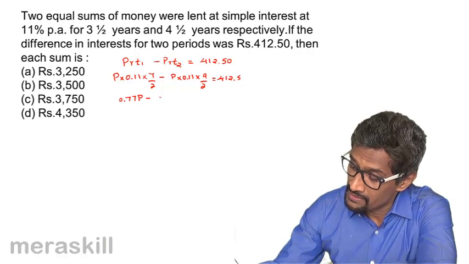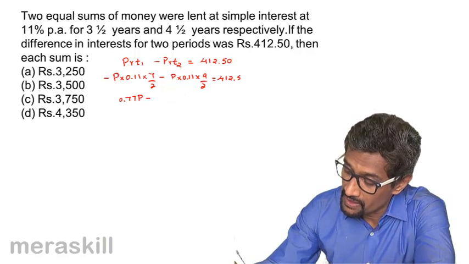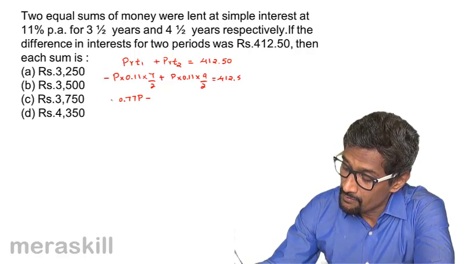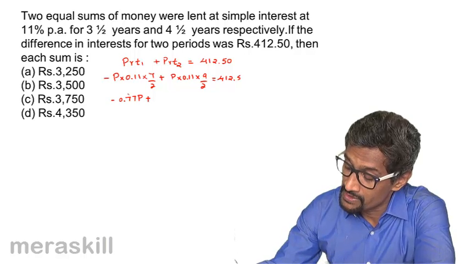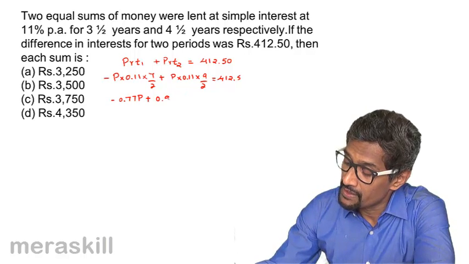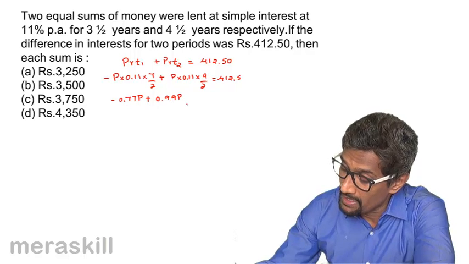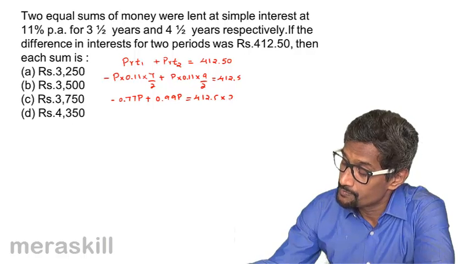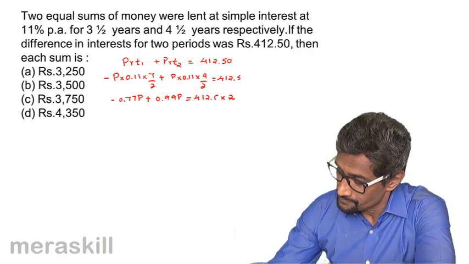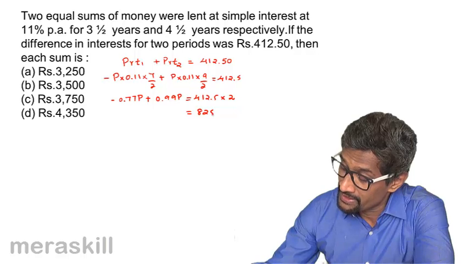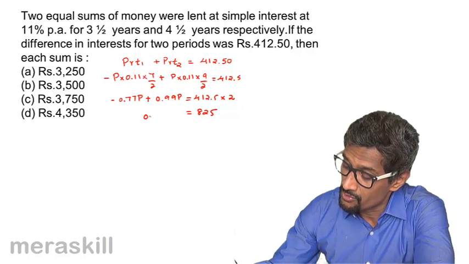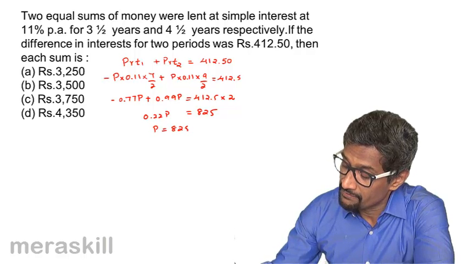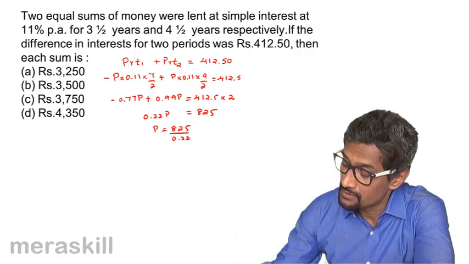So this turns out to be 0.77p minus... it should be the other way around. This is a bigger interest, so it should be this way. So it will be 0.99p minus 0.77p, the whole by 2. So we can take the 2, multiply both sides by 2. This turns out to be 825 and this turns out to be 0.22p. So P turns out to be 825 upon 0.22.